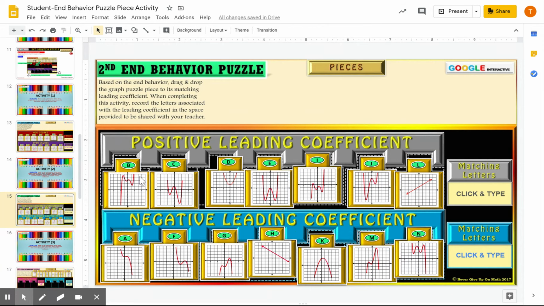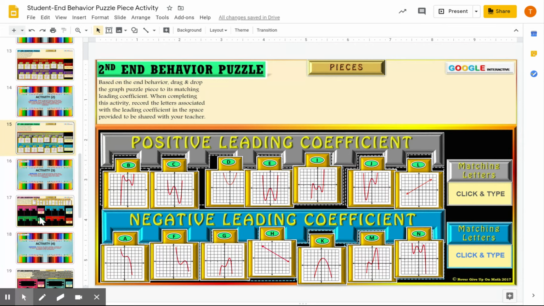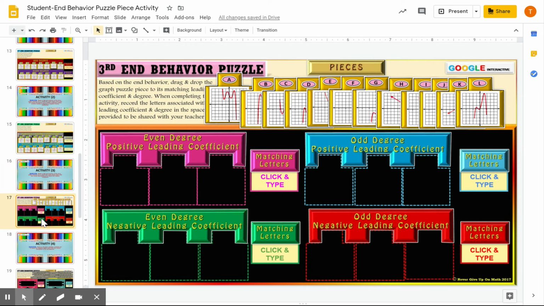All right, so that is how you determine if something is a positive leading coefficient or a negative leading coefficient. And remember, a leading coefficient is the number in front of the variable with the highest exponent, with the highest degree. All right, so now we're going to look at them all in conjunction. So we're not just separating from even and odd, and we're not just separating from positive and negative. All right, we have to put them in all four boxes.